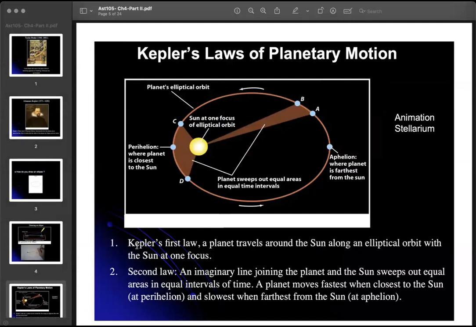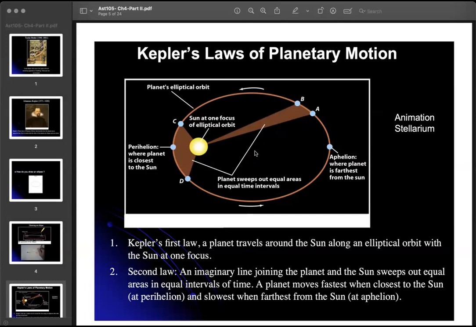So here is Kepler's first law. Kepler's first law says that a planet travels around the sun along an elliptical orbit with sun at one focus. And so that's another important thing, that sun is at one focus. It's not in the center of ellipse, but as you saw, there are 2 focus points. And so the sun sits at one focus. Now, this is a very exaggerated picture. In reality, none of the planets has such a highly eccentric elliptical orbit, but this is just to clarify a point.